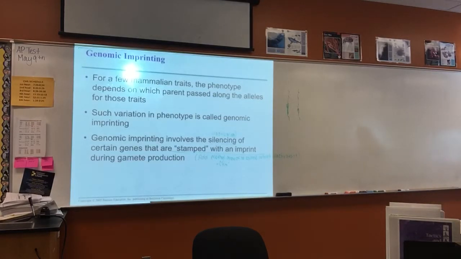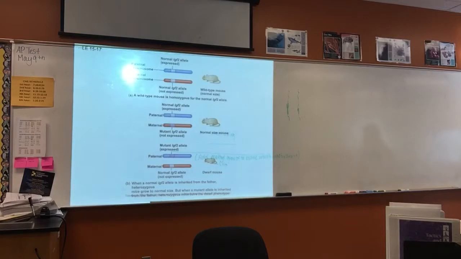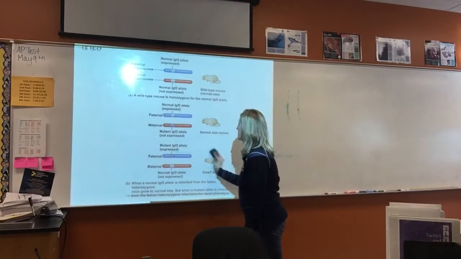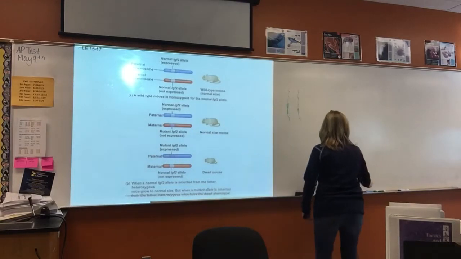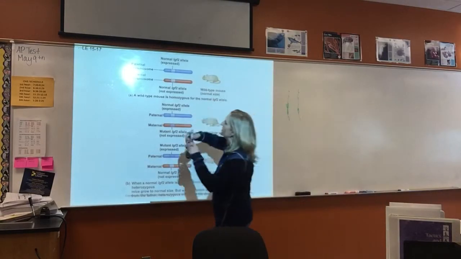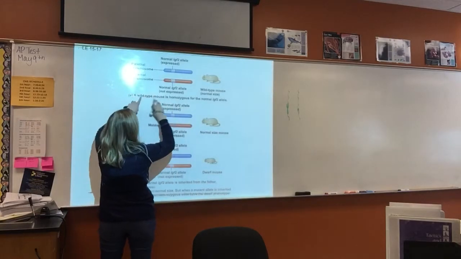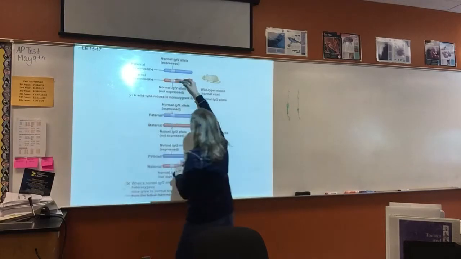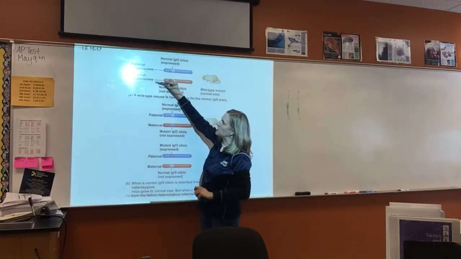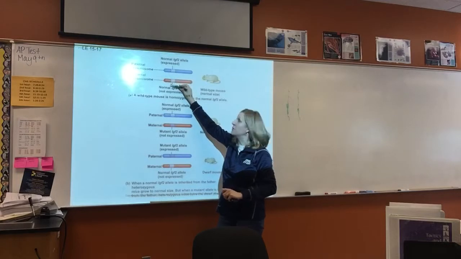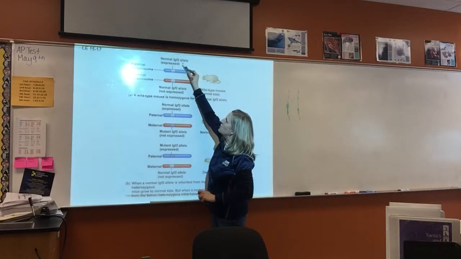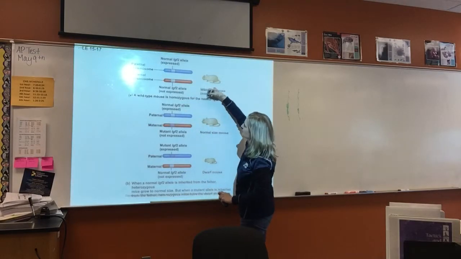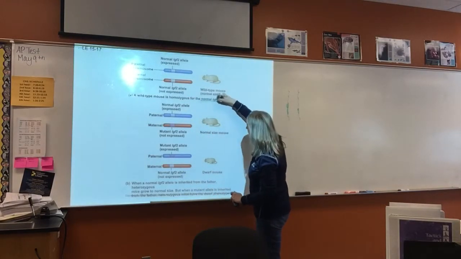So let me show you an example with this. This picture is of a mouse. So let's look at what we're looking at here. Here's your mouse. Letter A here says a wild type mouse, so this is a normal mouse. This mouse has a pair of chromosomes, paternal and maternal, one they got from dad, one that they got from mom. They have a gene here. It says normal IGF2 allele and normal IGF2 allele. So they're homozygous for the normal IGF2.